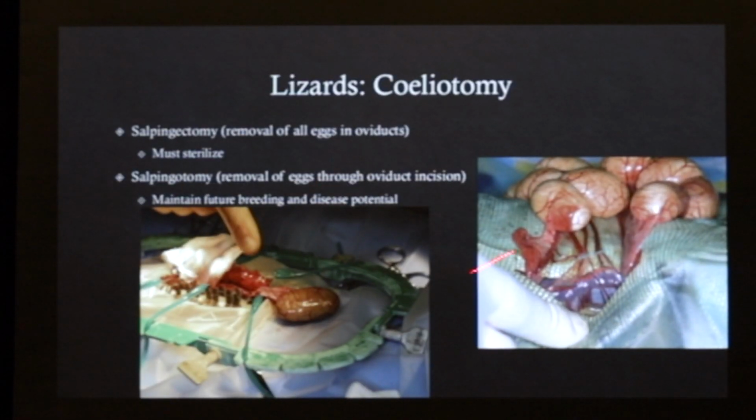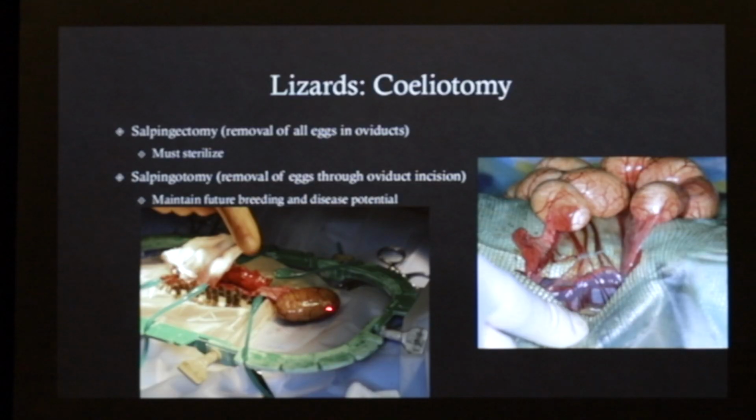For lizards, again, there may be situations where we've missed our window for oxytocin, and the only way to safely get those eggs out is to do conventional surgery. I think this was a Gila monster or maybe a beaded lizard, and we're going to remove this egg and keep the oviducts in there because we want this animal to be reproductive in the future.